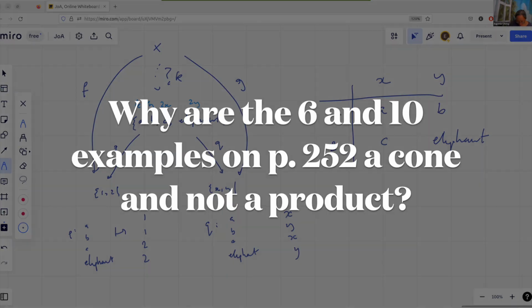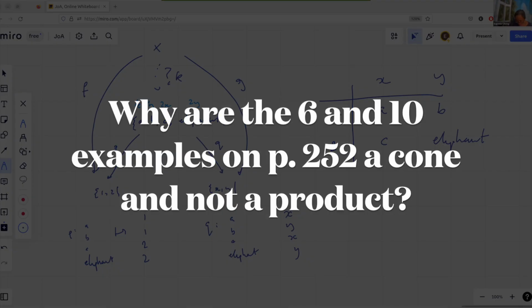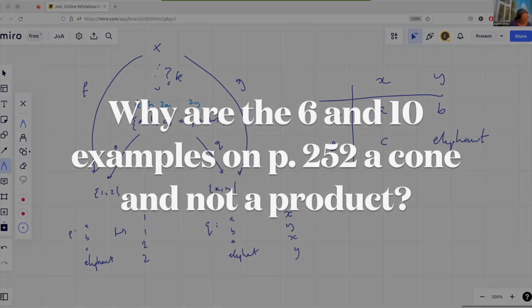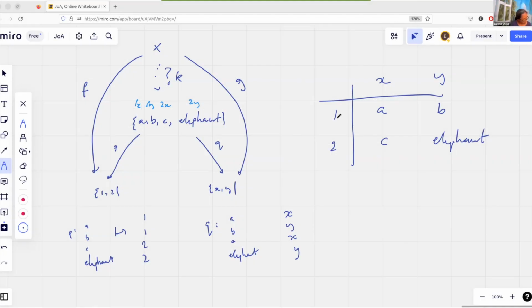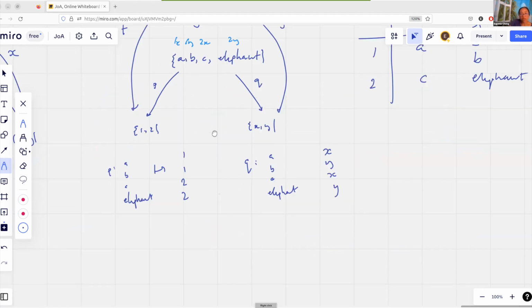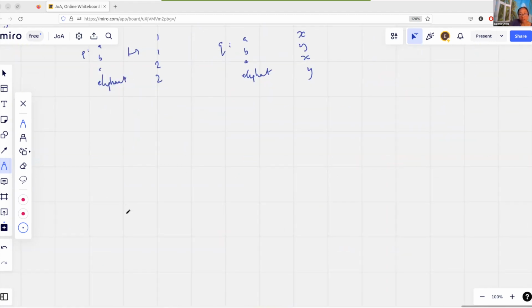So then the next question is, could you help me understand why the 6 and 10 examples are a cone and not a product? On page 252, I think they are a product. It says, let's now look at the categorical product of 6 and 10. I'm wondering if you mean to help you understand why the categorical product doesn't give you the actual product. Because 6 and 10, the actual product of numbers is 60. But that's not the categorical product.